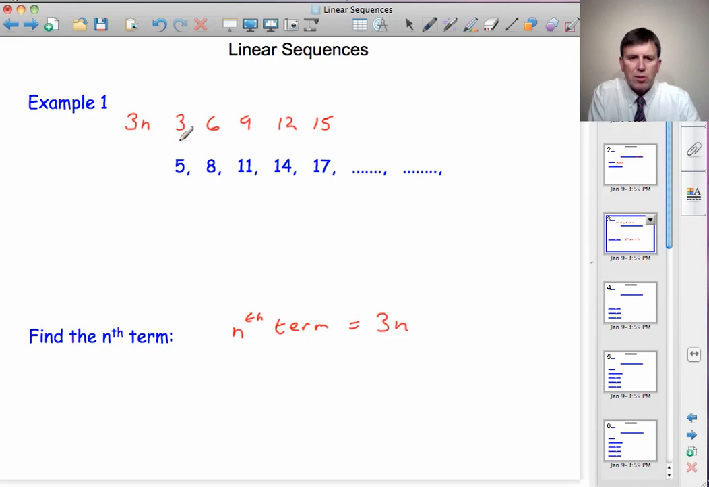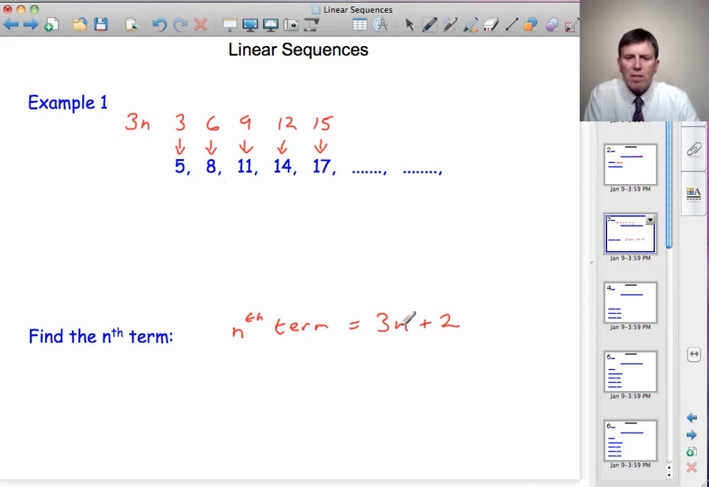But it doesn't quite match. I want 5, not 3. I want 8, not 6. 11, not 9. 14, not 12. And 17, not 15. But what could I do? What adjustment could I make to turn this into 5, to turn this into 8, and so on? Well, I'm sure you can see looking at it that what I need to do is just add on 2. If I do that, the two sequences would be the same.